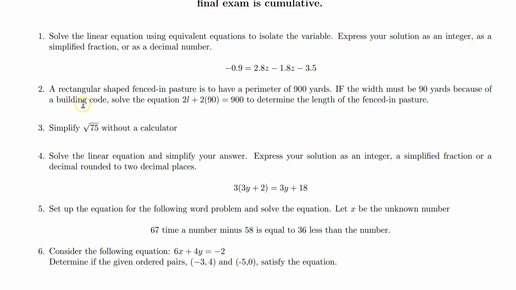All right, let's take a look at number 2. A rectangular-shaped fenced-in pasture is to have a perimeter of 900 yards. If the width must be 90 yards because of a building code, solve this equation to determine the length of the fenced-in pasture. Now here we have to do this multiplication, 180. Subtract 180 from both sides, and then divide by 2.